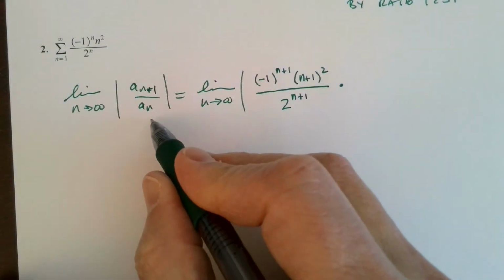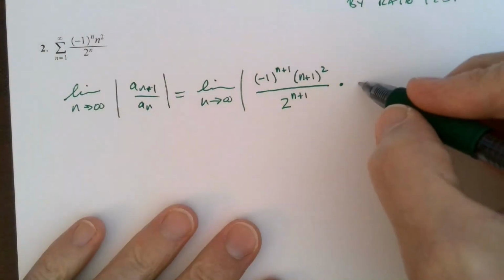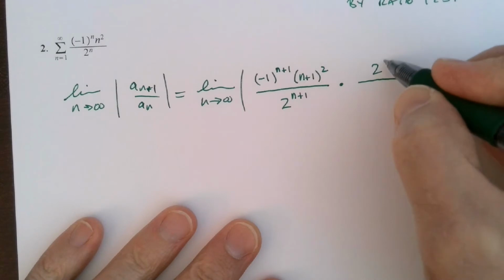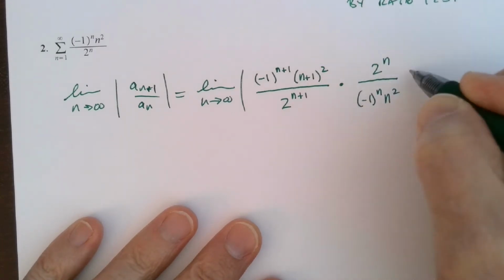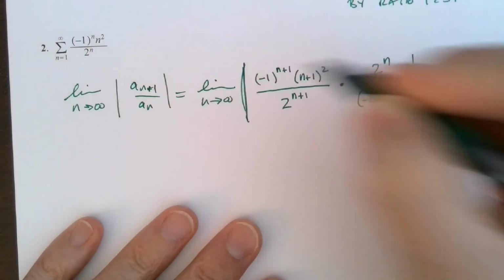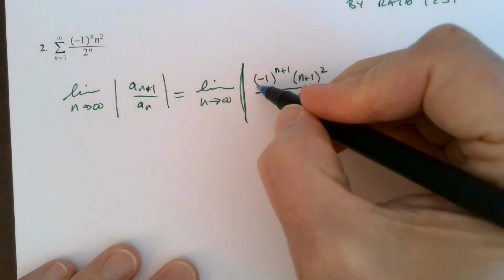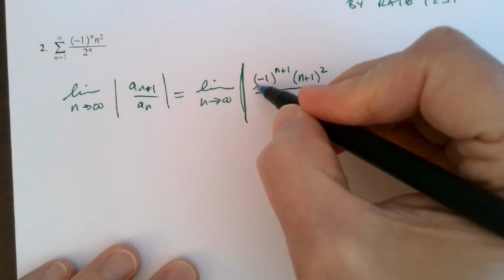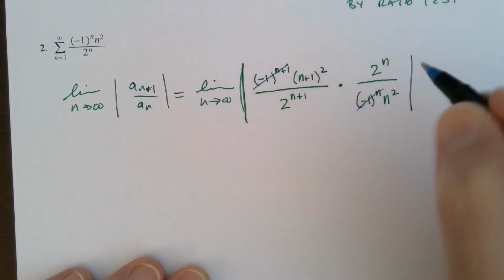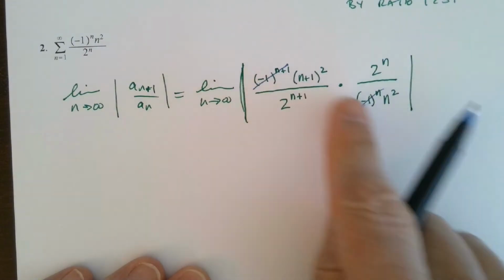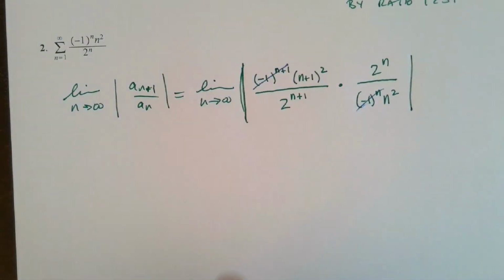And then dividing by a sub n is the same as what? Multiplying by the reciprocal of a sub n. This is a sub n, so the reciprocal of that will be 2 to the n over -1 to the n times n squared. Now we got absolute value bars. What's the net effect of the absolute value bars? The net effect is -1 to the n plus 1, I'm going to take the absolute value of that. Same thing down here. Don't worry about canceling. We could cancel and say there's a -1 left up top here, but when you take the absolute value of -1, it's going to be +1.